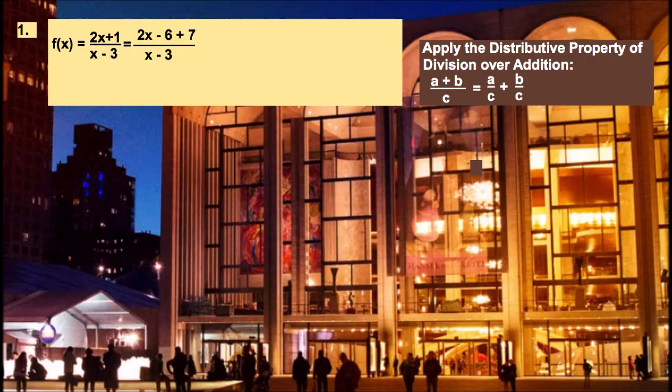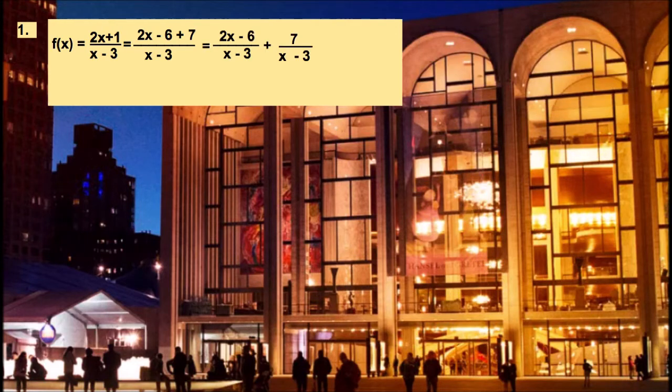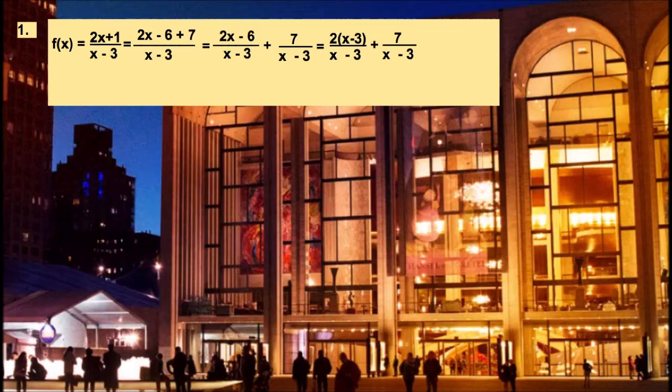Apply the distributive property of division over addition, which states that a plus b, everything over c, is equal to a over c plus b over c, which then results in f of x being equal to 2x minus 6, everything over x minus 3, plus 7 over x minus 3. Factor 2 in the numerator and reduce, obtaining 2 times x minus 3, everything over x minus 3, plus 7 over x minus 3, which equals 2 plus 7 over x minus 3.